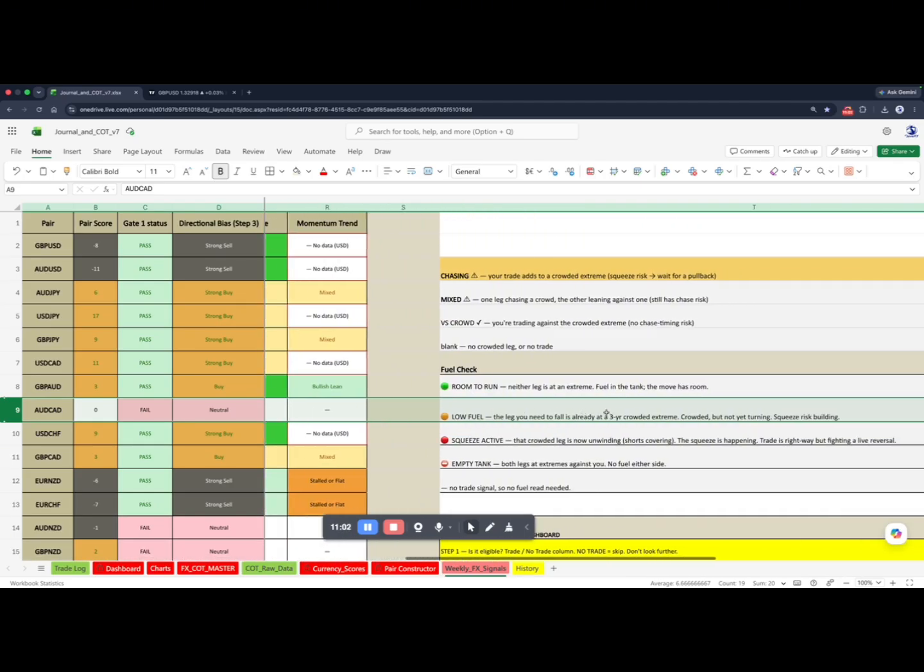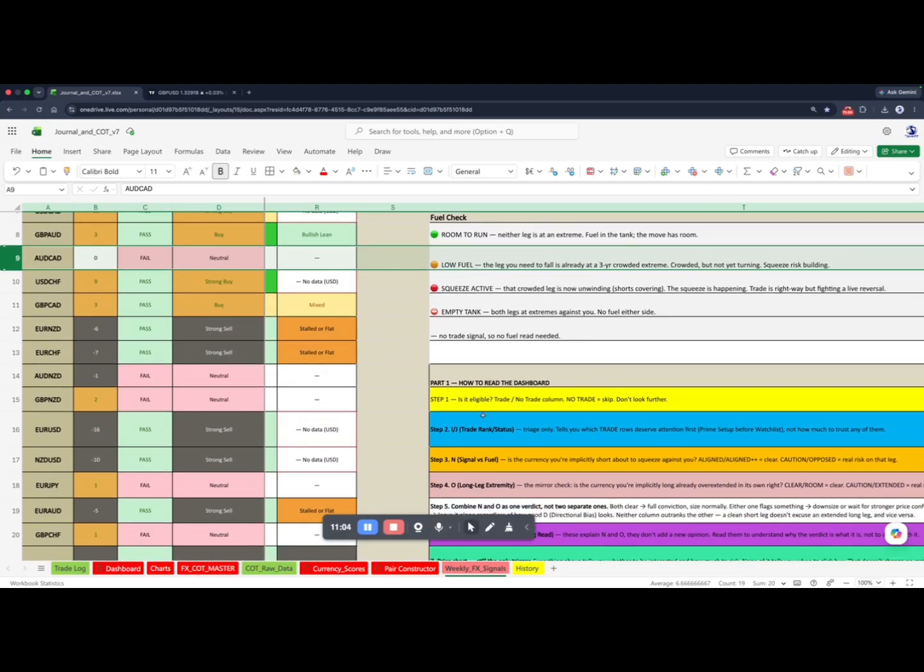Over here, how to read the dashboard. Step one, is it eligible? Trade or no trade? No trade, skip, don't look further. Step two, this is triage only. It tells you which trade rows deserve attention. Prime setup is before the watch list. Okay, so let's go back here.